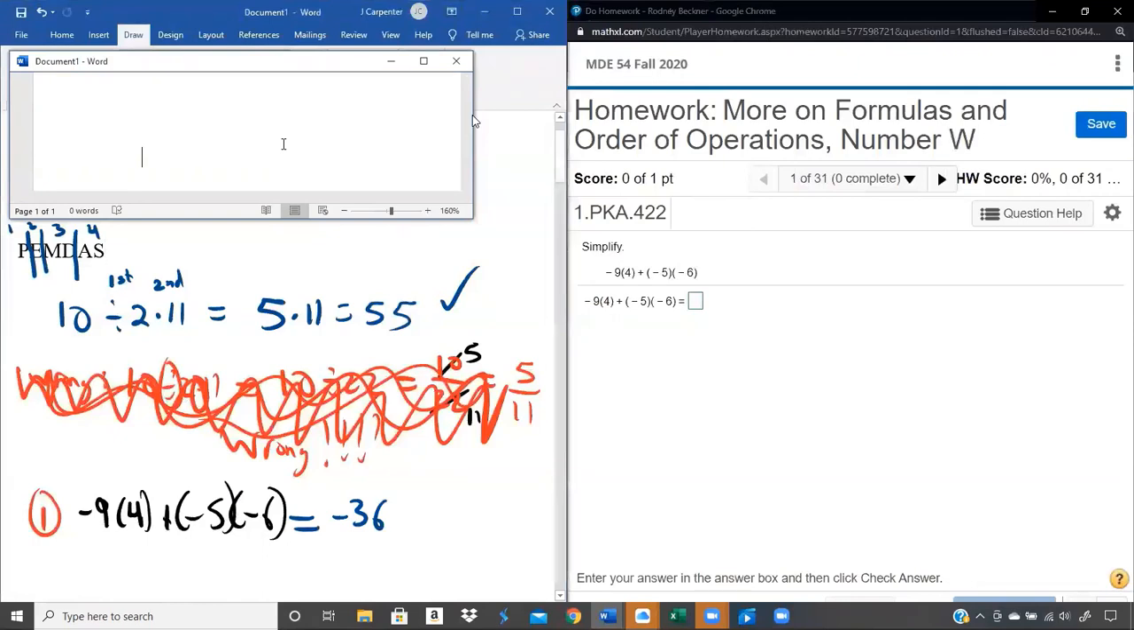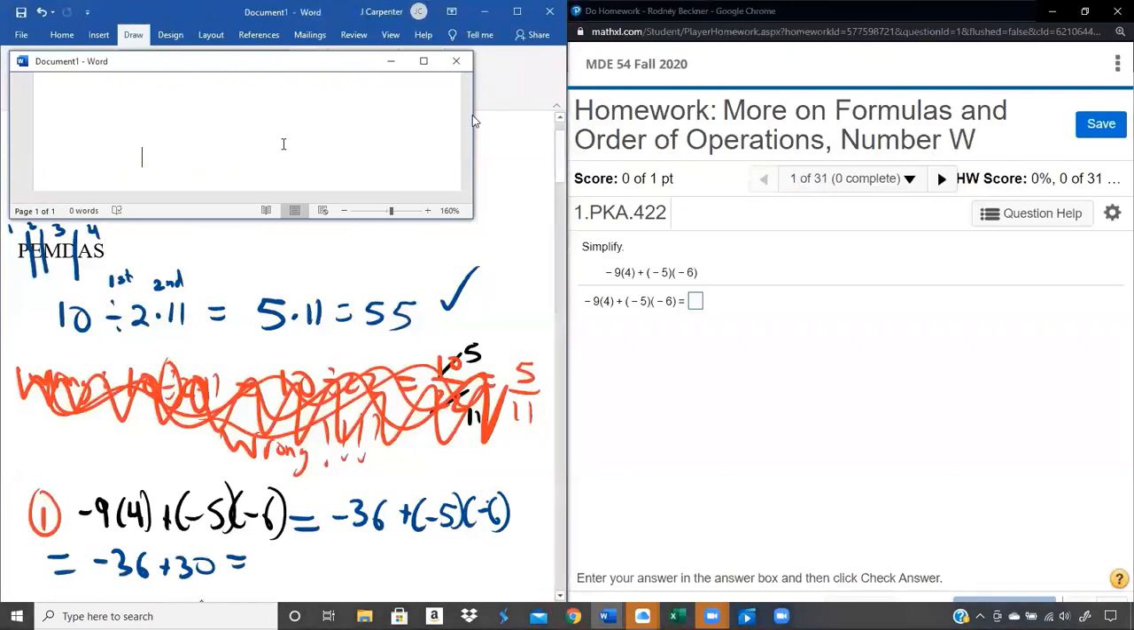Now, technically, because of this addition, you can do that second product all at once, but I am being meticulous. I am taking my time, trying to make sure we don't make any mistakes anywhere. So now I'm going to do the -5 times the -6. 2 negatives make a positive under multiplication and division, so that's a positive 30. So this is -36 plus 30.